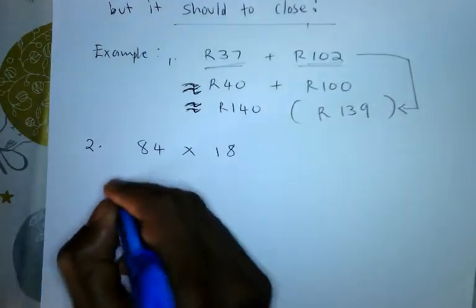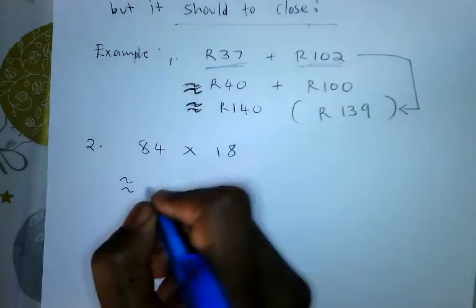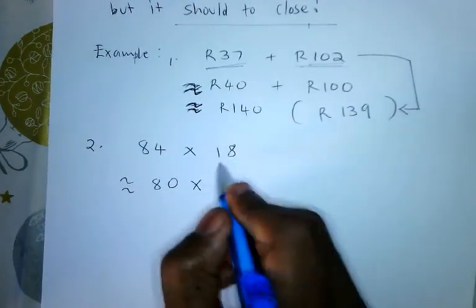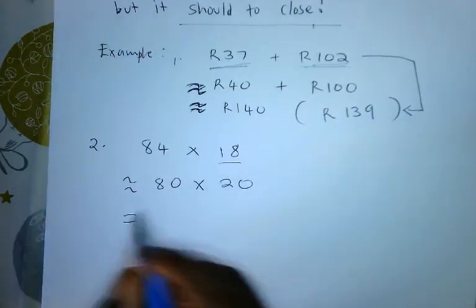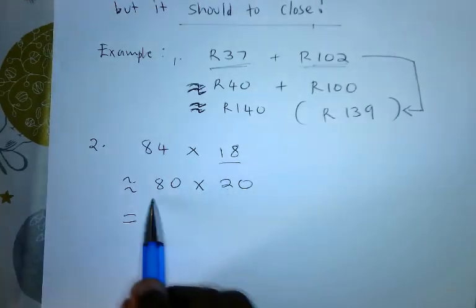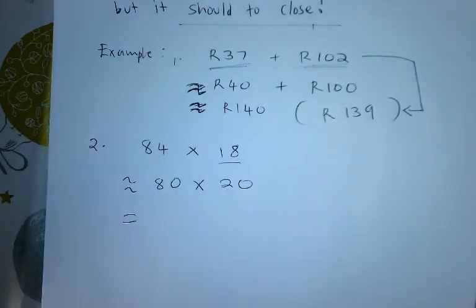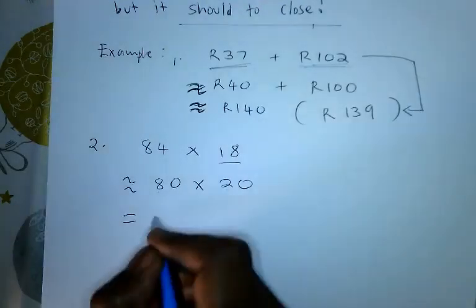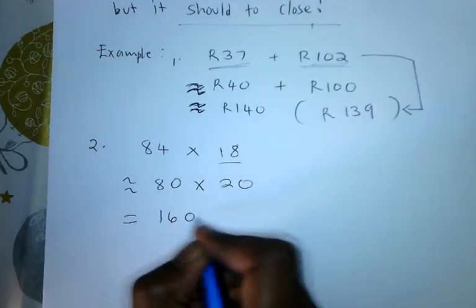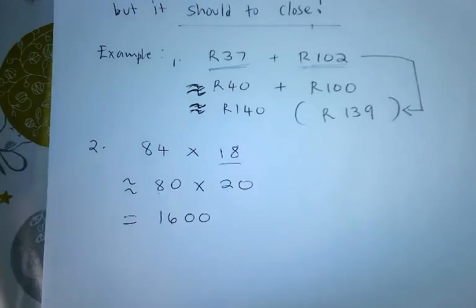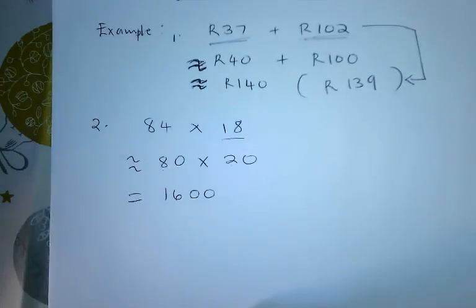Yes, 84 is roughly how much? 80. Are we all clear? Multiplied by 18 is roughly 20. Now you can multiply this together. 8 multiplied by 2 is how much? 16, are we all clear? And then you just add the zeros, 1,600. Like that, are we all clear?